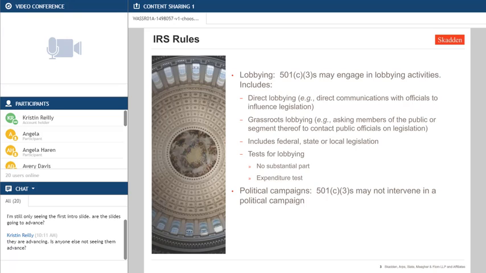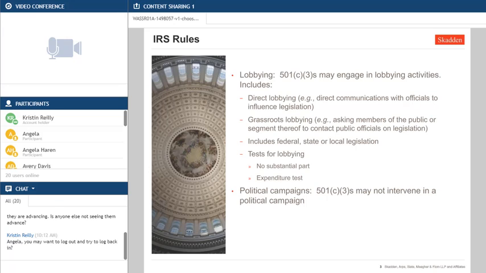The first test is that no substantial part of your overall activities can be engaged in propaganda, including lobbying. Propaganda is the IRS's old-fashioned 1950s word for lobbying. In court cases, the phrase that no substantial part can be devoted to propaganda or otherwise lobbying has been interpreted as anything between 5% of the overall activities of the organization and 20%. So it's kind of a nebulous test.